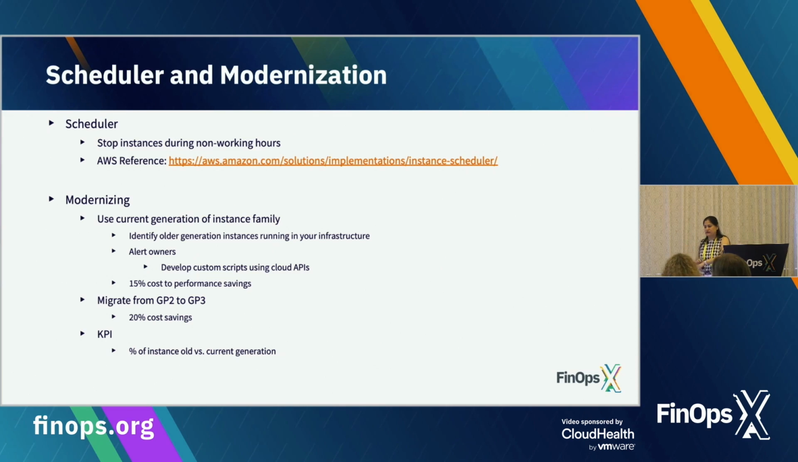The other one is modernizing. You can leverage the cloud provided APIs or SDK or CLI and write a very simple custom script, and you can find out from your cloud footprint how many of them are using the older generation, and if you recommend they move to a newer generation, you will start saving 15% in your cloud spend. Similarly, migrating from GP2 to GP3 is the easiest cloud saving we have done quickly, and it is off the bat 20% cost savings.